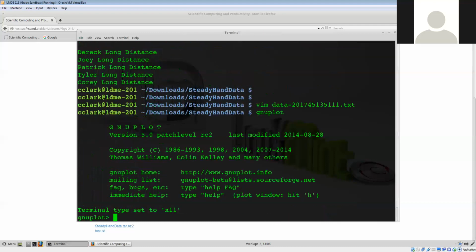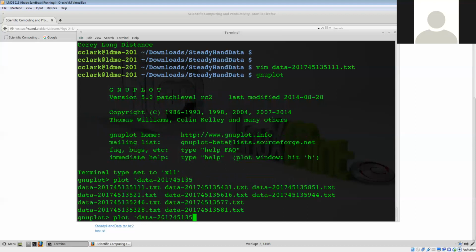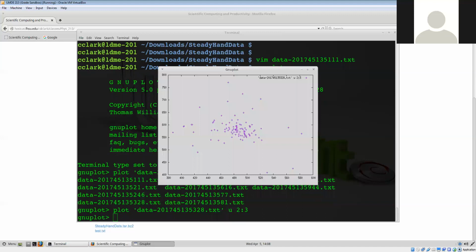We can already do something like, let's open up a GNU plot and plot, what's Tyler's first one? What's the number on Tyler's first one? Be the third one, so I've got 3, 4, 5, 1, 3, 5. Tyler's was 246. That was Patrick. Tyler was 328. Using 2 and 3. There we go. What about that top line?